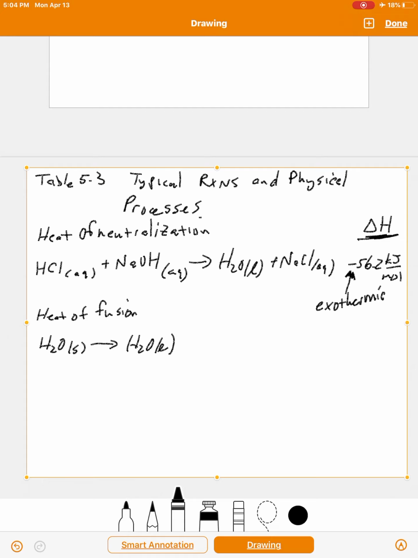is, let me put delta H here, plus 6.01 kilojoules per mole. So in other words, if you take a mole of water in the form of ice cubes, and you melt them, the amount of energy it takes to melt an ice cube, if it has 1 mole, which is 18 grams, would be 6 kilojoules per mole. So it's an endothermic process, which means that the surroundings would give the energy for that to occur. Okay, it's an endothermic process.